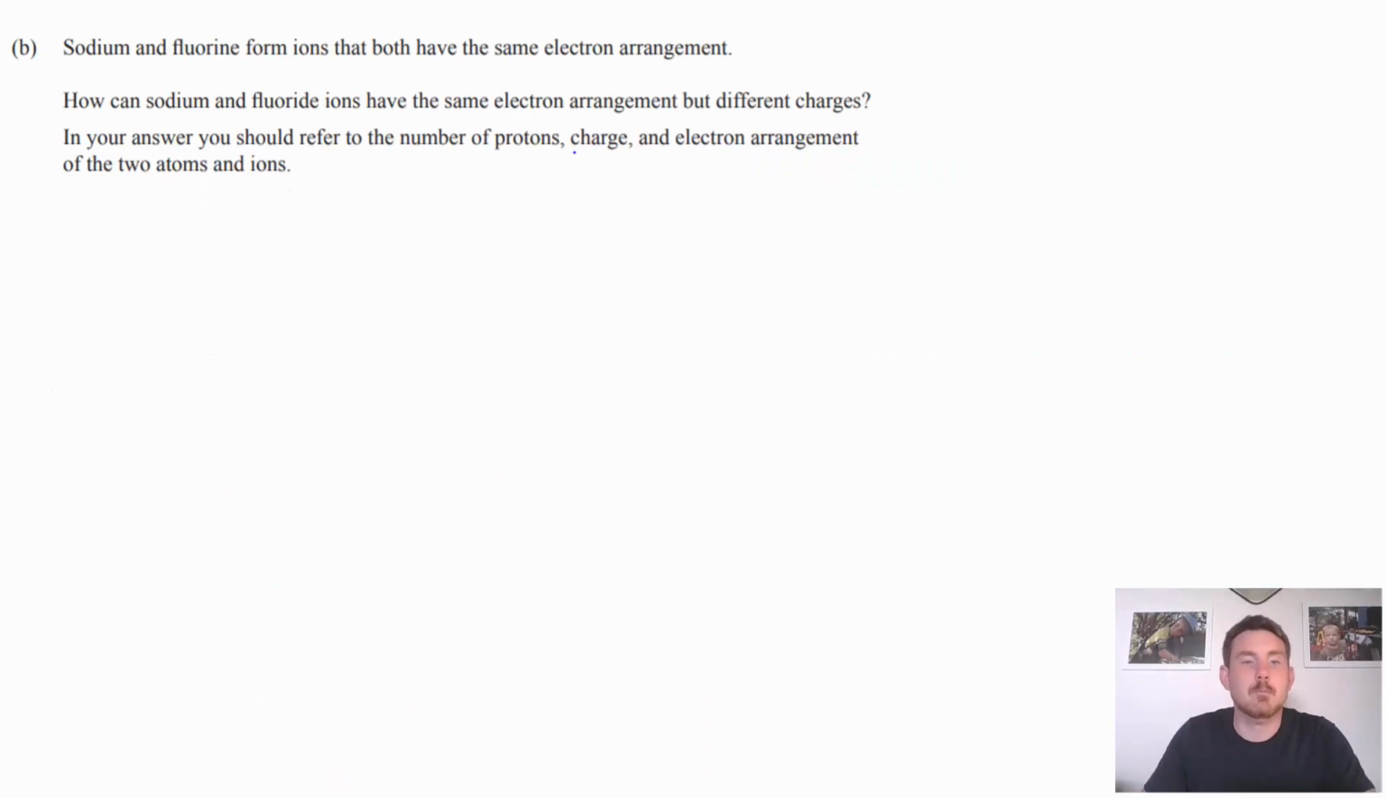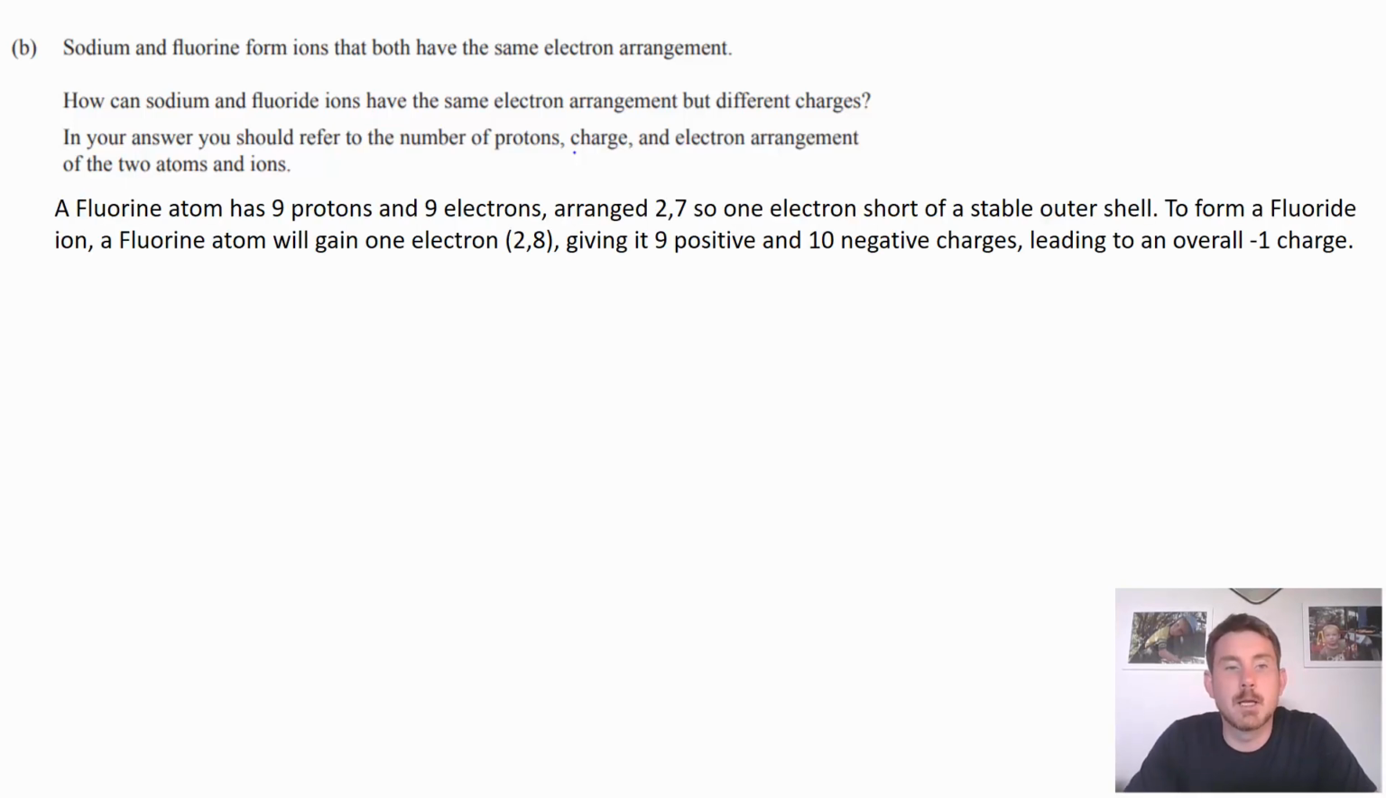On to part B. How can sodium and fluoride ions have the same electron arrangement but different charges? In your answer, you should refer to the number of protons, charge, and electron arrangement of the two atoms and ions. Well, fluorine has 9 protons and 9 electrons arranged with 2 in the first shell and 7 in the valence shell. So it only needs 1 more electron to get a full or stable outer shell. To make a fluoride ion, it gains 1 electron, giving it 9 positive and 10 negative charges. So there's an excess 1 negative charge, which gives it an overall -1 charge.